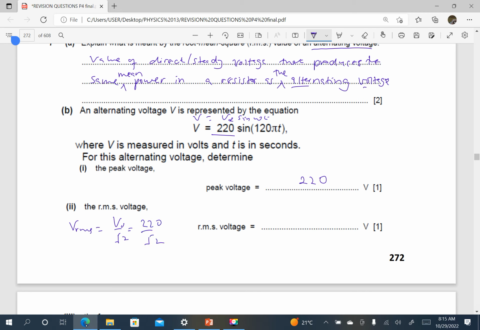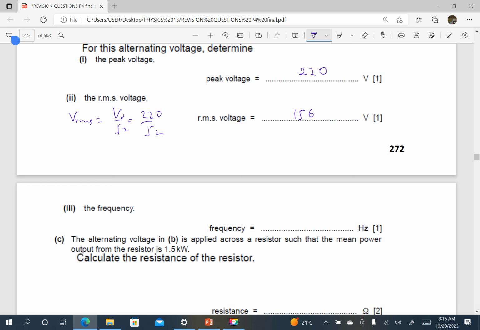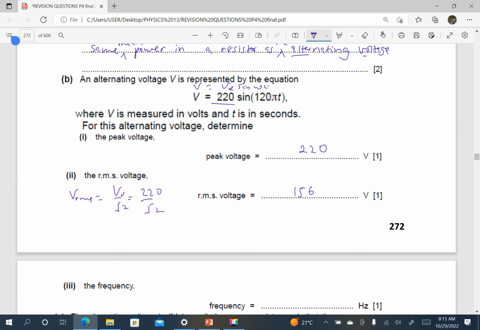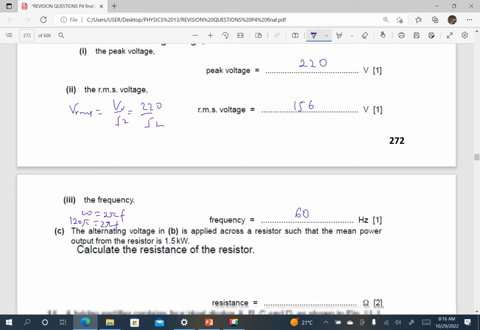And this gives us, pressing my calculator, 220 divided by root 2, so this is 156. Okay, next, the frequency. They have given us omega as 120 pi, and we know that omega is equal to 2 pi f. So 120 pi is equal to 2 pi f, and when you press your calculator, frequency f is 60. 120 pi divided by 2 pi is 60.